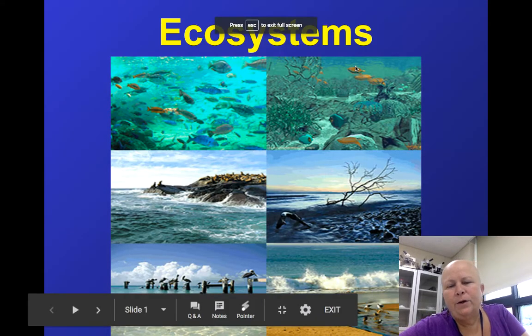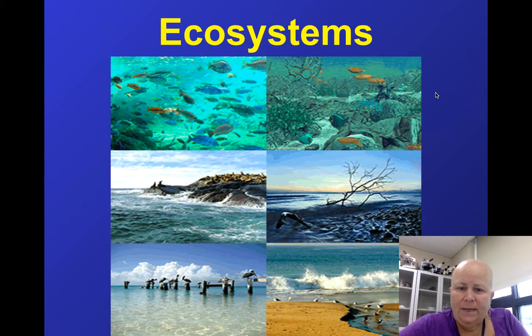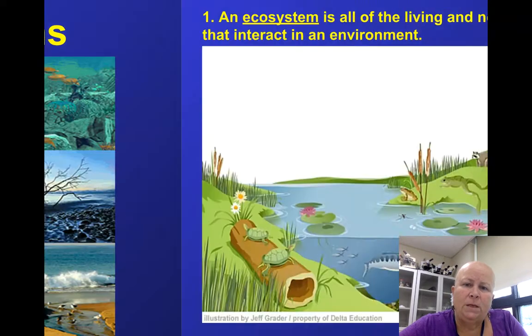Hi, our new unit in science, in seventh grade science, is ecosystems. Now, in this slide, you see some examples of some marine or saltwater ecosystems, but we're going to be looking at ecosystems all around the world, all different types. So, what is an ecosystem?